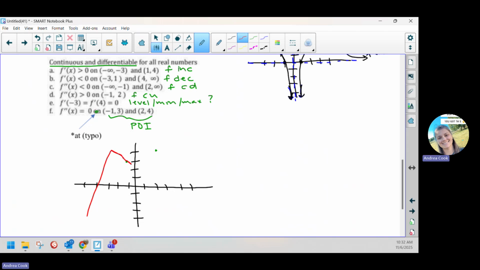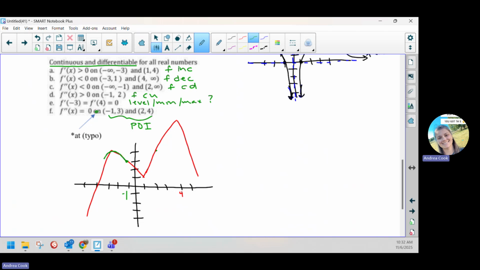So I'm decreasing till I get to 1. And then 1 to 4, I'm increasing, and I have to go through that dot. So 4 is there. So I'm increasing till I get to 4. And then 4 to infinity, I'm decreasing. And now I'm going to fix my graph with my concavity. So I'm concave down. -1 is right here. So from -1 and to the left, I'm concave down.